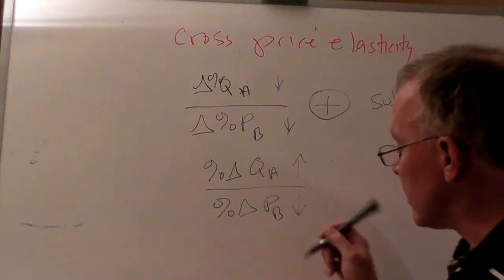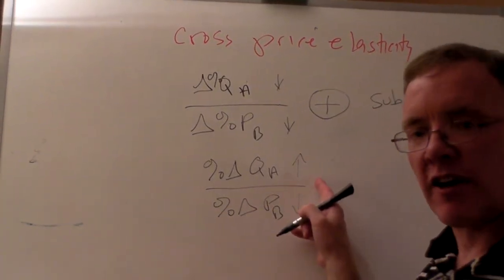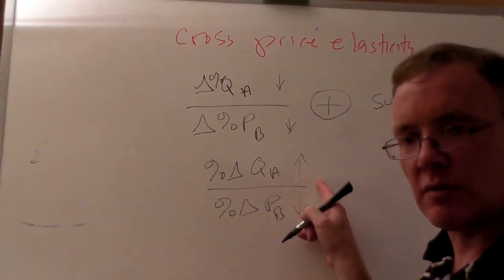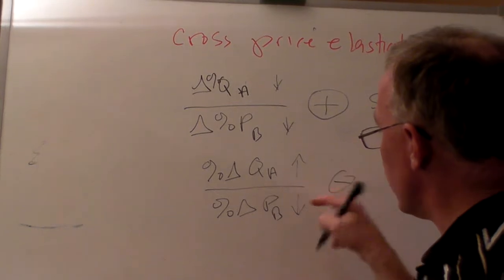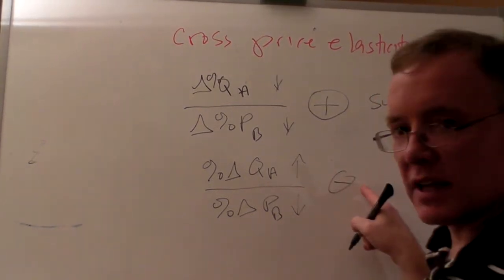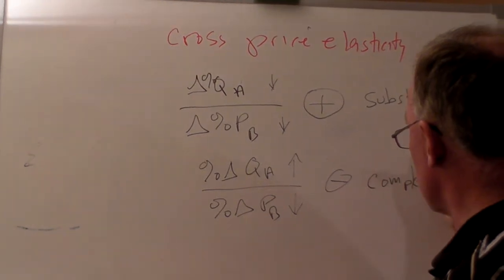And again, we can calculate this. If a 10% drop in the price of coffee leads to a 5% increase in the quantity of cream consumed, that's a negative number. This is down, this is up. We have a negative elasticity, and this suggests that those items are complements.